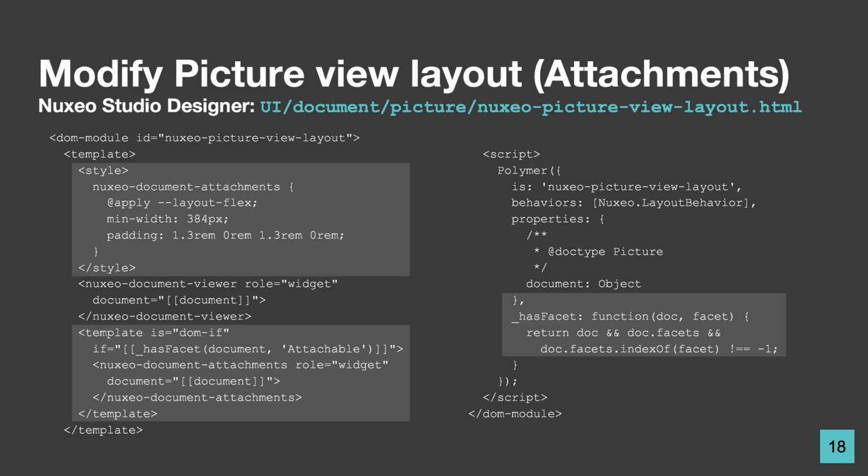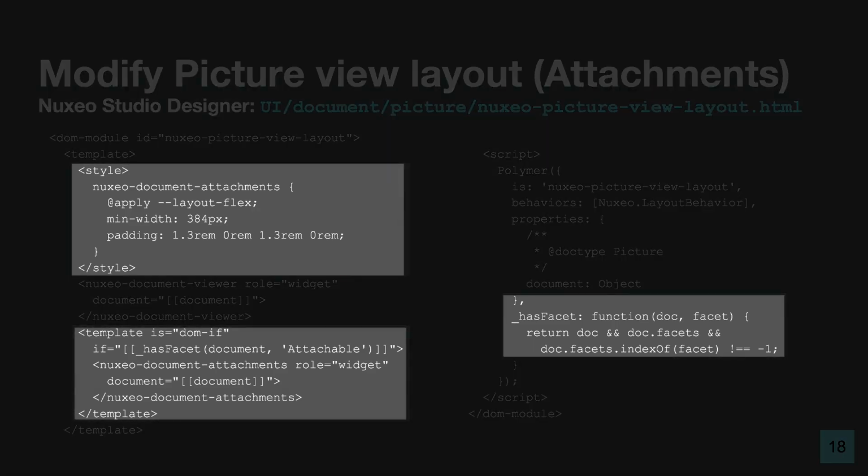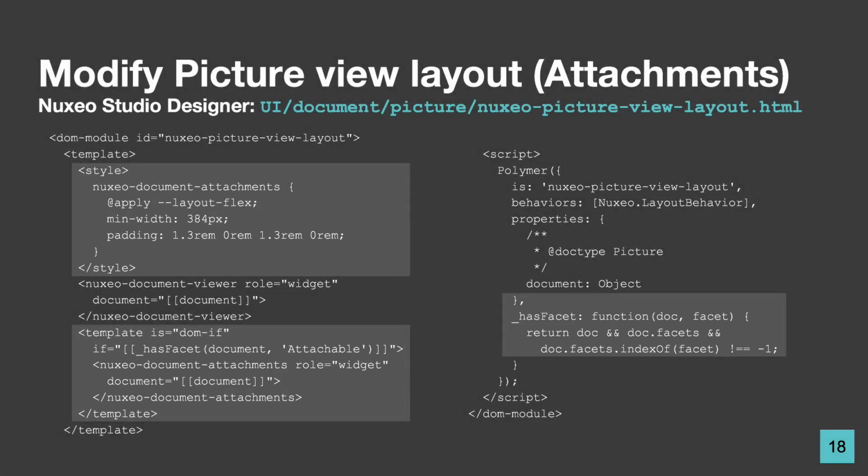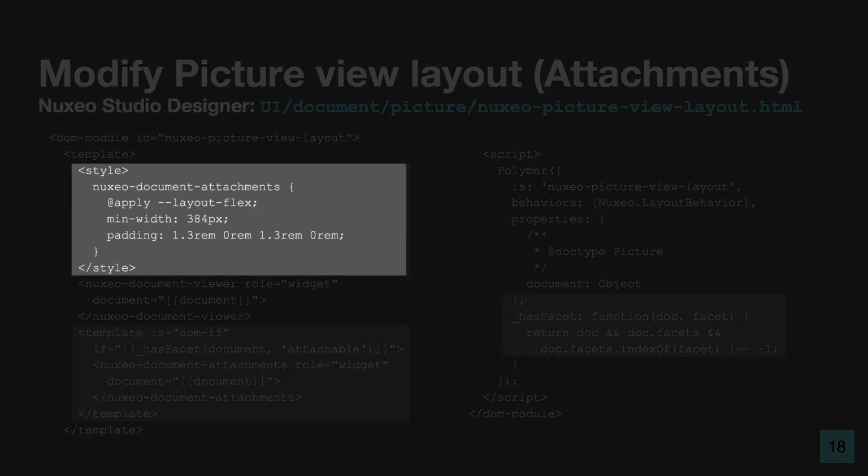So for pictures, as I mentioned, by default, pictures don't have attachments. Standard file objects show the document attachments, but pictures by default don't. So we need to add the attachments into the picture view layout, which is why we created a facet for this purpose. So the sections with a highlighted background here are the bits that we've added into the standard layout file. We have some styling there for Nuxeo document attachments.